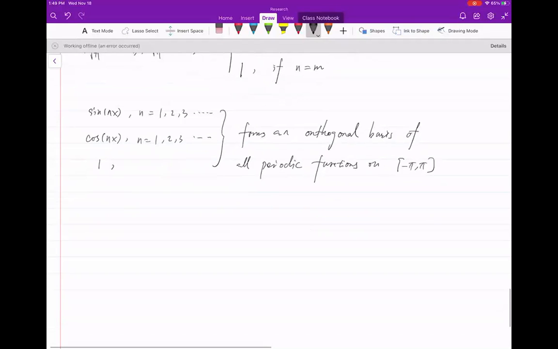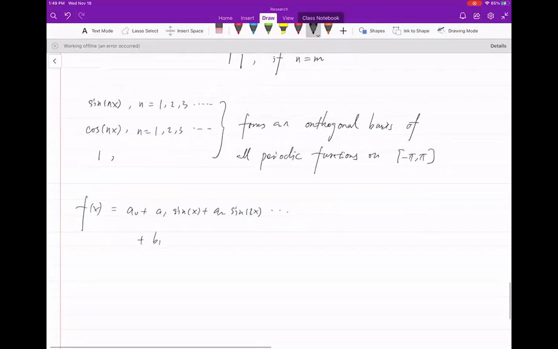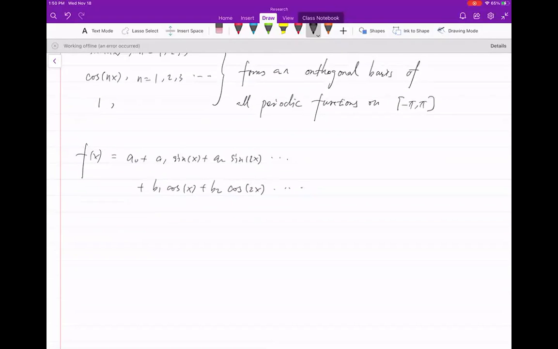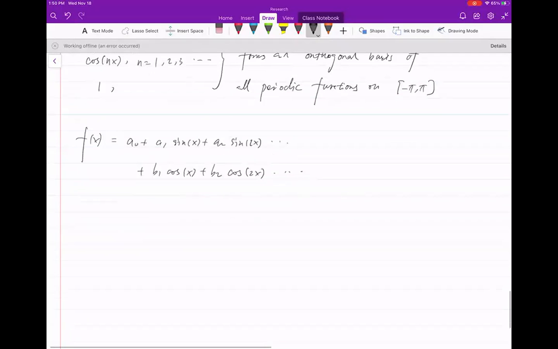Which means any periodic function can be written as a0 plus a1 sine x plus a2 sine 2x, dot dot dot, plus b1 cosine x plus b2 cosine 2x and so on. It can be written as a linear combination of all of them. Okay, so let's use i or n. Let's use n.